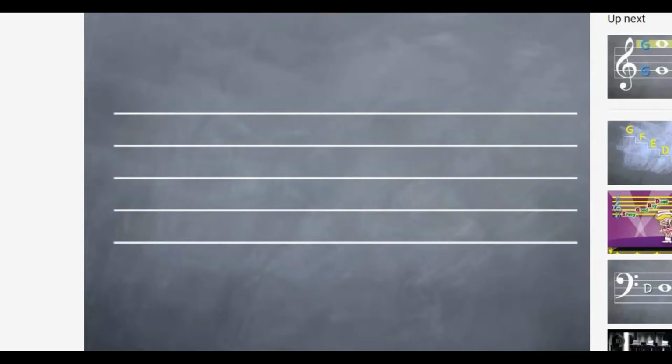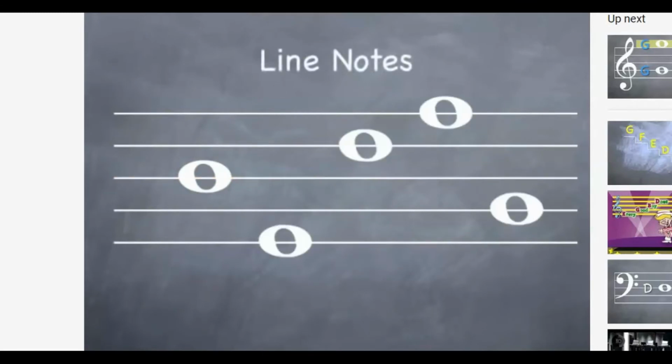Here's a note we've put on the staff. We've put it right on top of a line. Our note has a line going right through the middle of it. We can say that notes like this are on a line. Here are some examples of some more line notes. You can see that each one of them has a line going right through the middle of it.